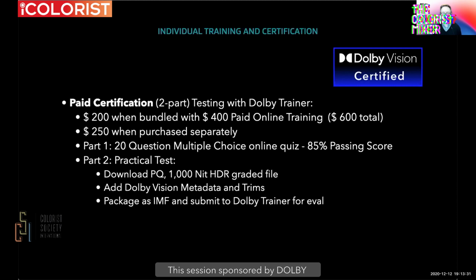As I said, it consists of 2 parts: a multiple choice exam, which requires an 85% score to pass. And then the practical test is essentially a 1000 nit PQ graded file that you would download. You would use the EDL, you'd conform, and you'd have to make a few subtle things like add a dissolve, a fade, a title, things like that. Then you calculate and do the Dolby Vision metadata and trims, package as an IMF, and submit back to the Dolby trainer for evaluation.